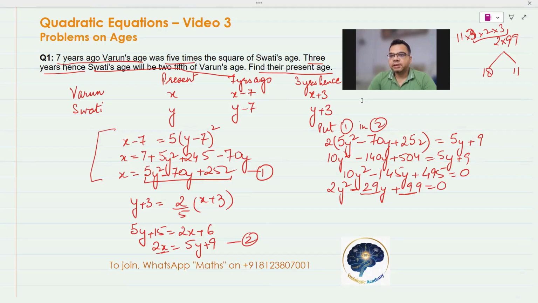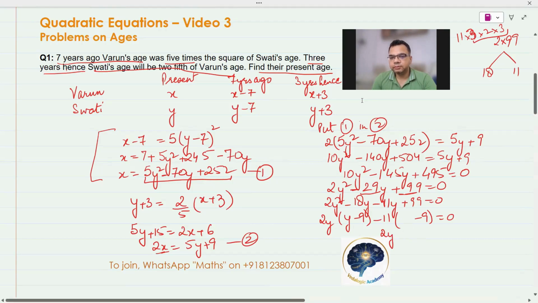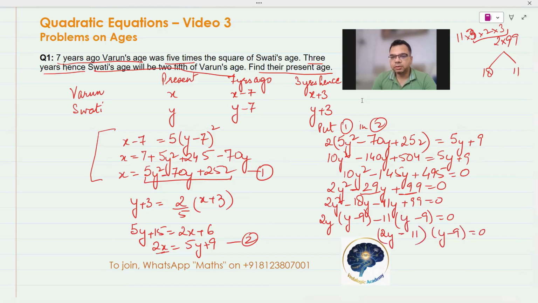This is together and 11 is separate. So I'll say 2y square minus 18y minus 11y plus 99 equals 0. So I take 2y common. So it becomes y minus 9. Again here I'll take minus 11 common. y minus 9 equals 0. So it becomes 2y minus 11 and y minus 9 as 0.